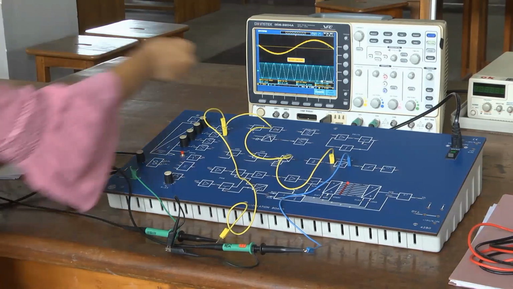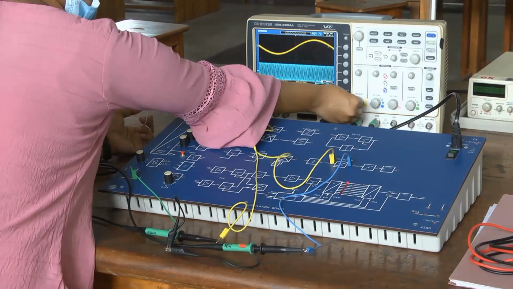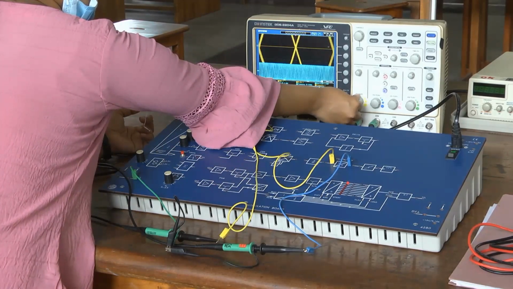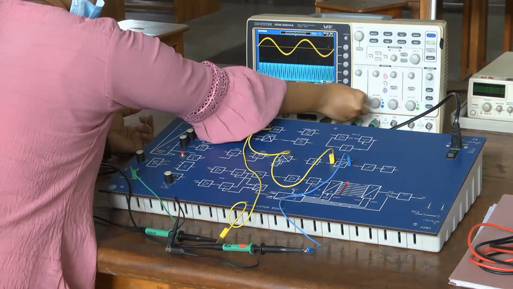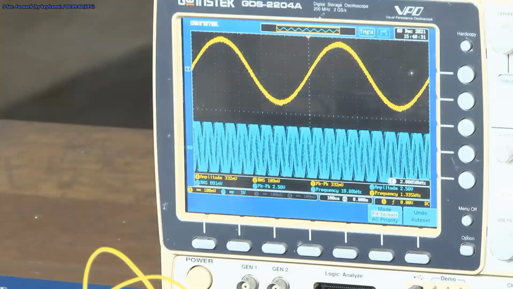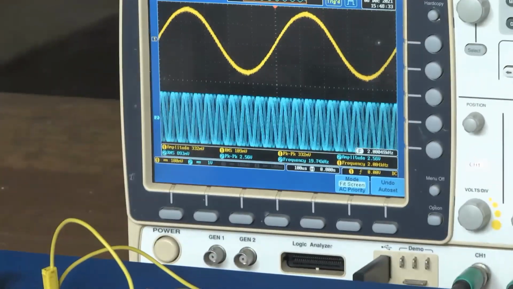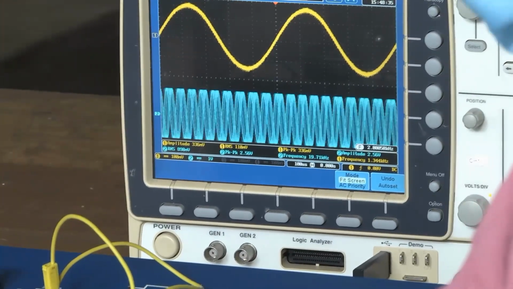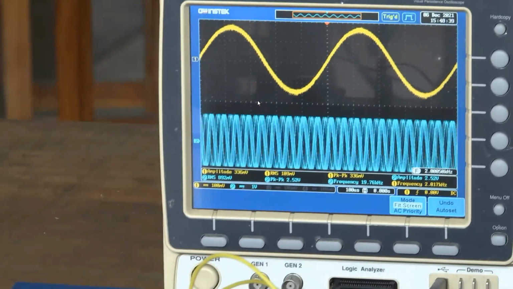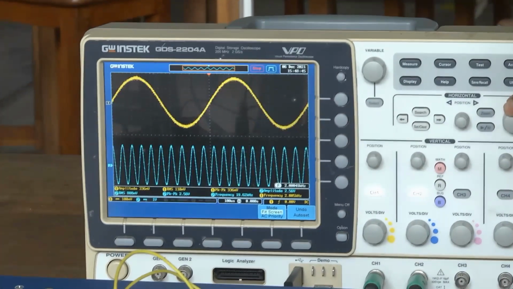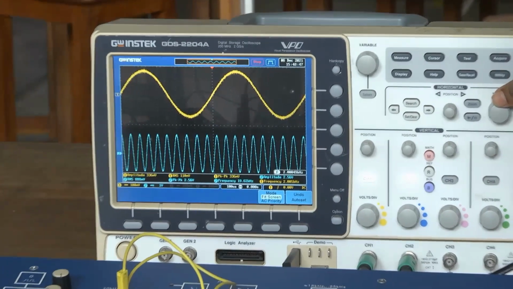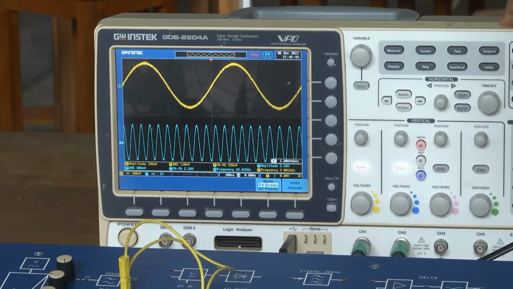Testing the waveform here. From the yellow color you can see the channel 1 signal, that is the input signal, and in blue color you can see the output signal, which is channel 2.